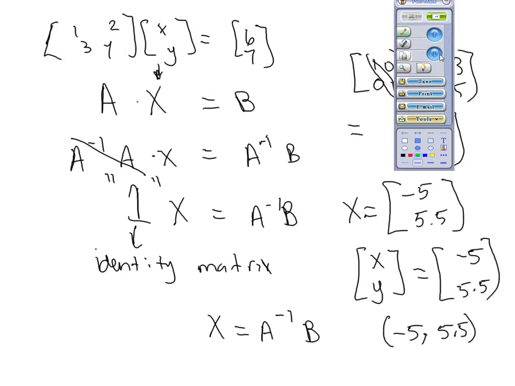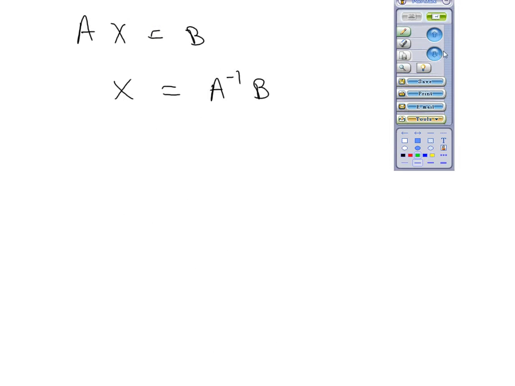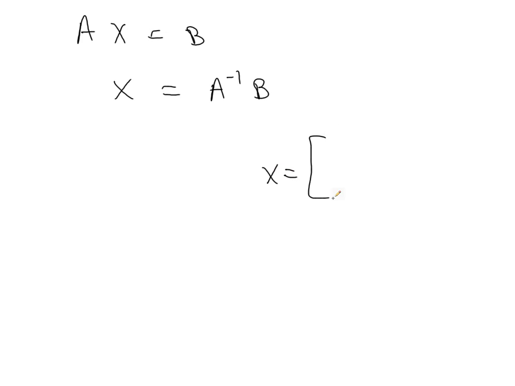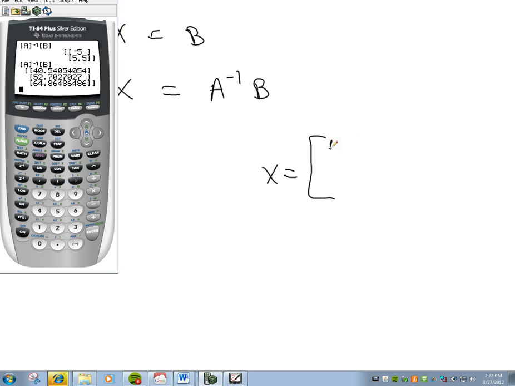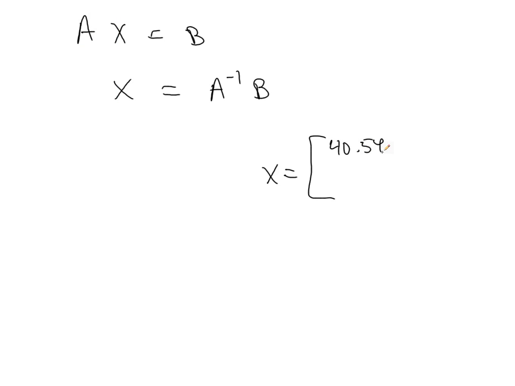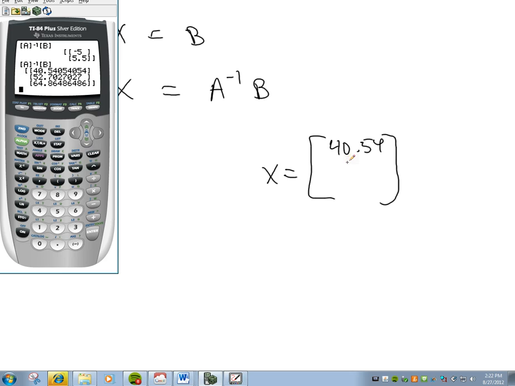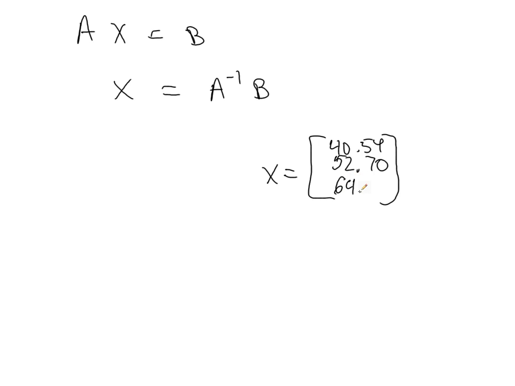So now I can come over here and say, you know what? My X matrix, my solution matrix, contains the prices of the tickets. So $40.54 for the low, $52.70 for the medium, and $64.86 for the high. So all right, low, medium, high. And these are the ticket dollar prices that we're requiring. And that's how it works.